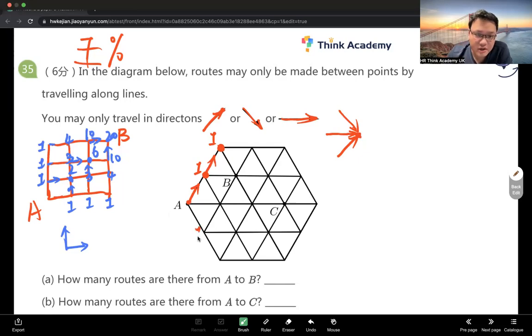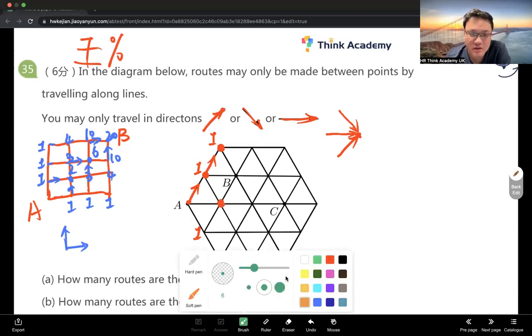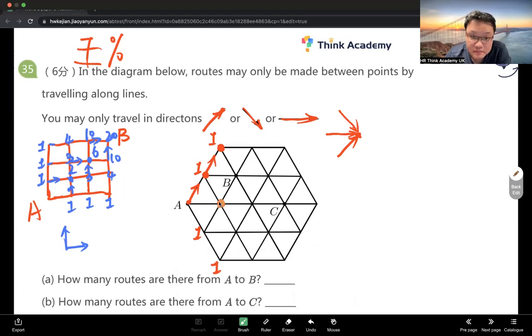So let's mark this for you. It's 1 and 1 as well. Make sense? And can anyone tell me how many different ways do we have that I can go to this point? Let me change the color into an orange one. So how many ways do you have that I can go to the orange place?